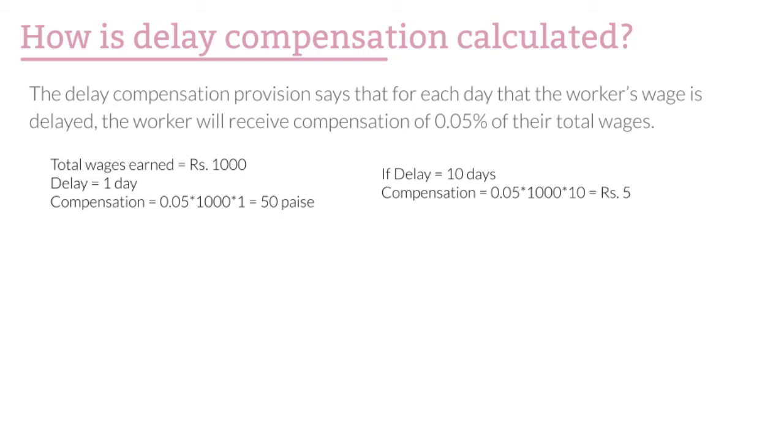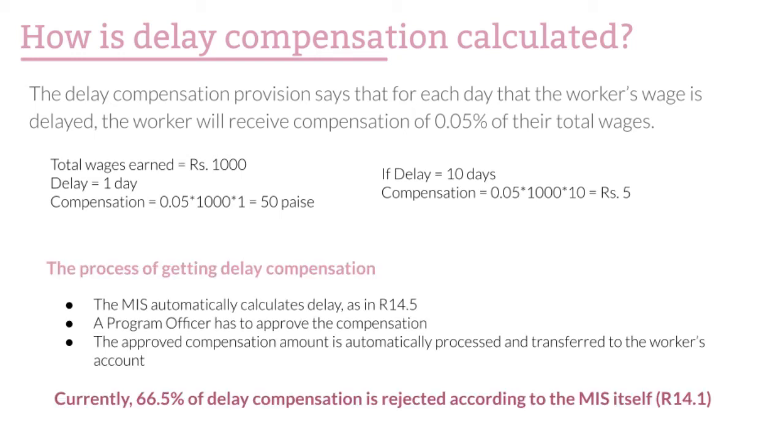If the wage is delayed by 10 days, they are entitled to receive a compensation of 10 times 50 paise, which is 5 rupees. The MIS automatically calculates the number of days a transaction is delayed beyond 15 days and the compensation is calculated. A program officer approves the delay compensation, which is then transferred to the worker's account just like their wages are transferred. Currently, according to the MIS itself, 66.5% of delay compensation is rejected.